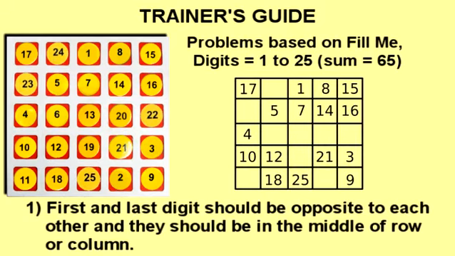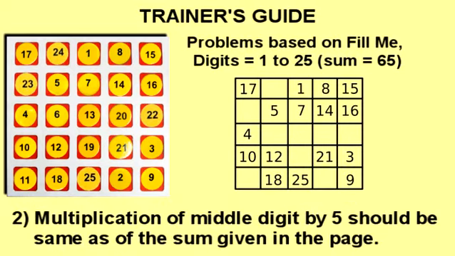Now as you can see, first condition is satisfied, like first and the last digit are opposite to each other. We can move to our second condition. Our second condition says multiplication of middle digit by 5 for 5 by 5 filmy grid should be same as of the sum given in the page. As you can see, the digits are from 1 to 25 and sum is 65.